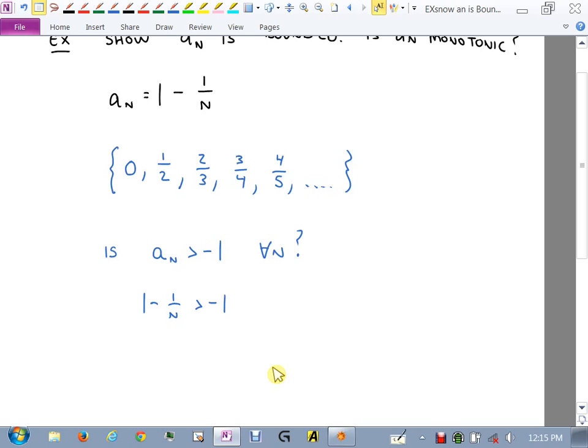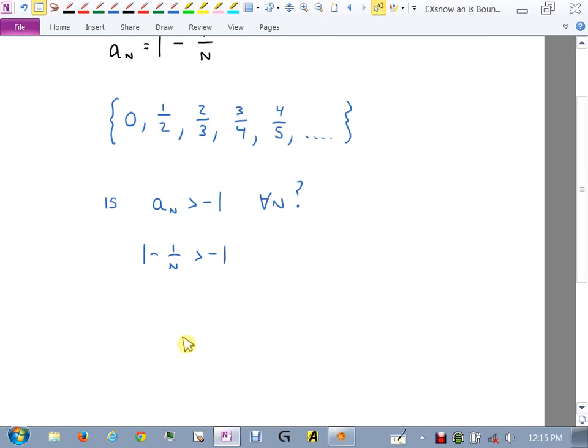So just solve this inequality. What I'll do first is move the -1 over to the left by adding 1 to both sides, and then move the -1 over n to the right by adding it to both sides. And so I get this. 2 is greater than 1 over n. Are you convinced that that's true?